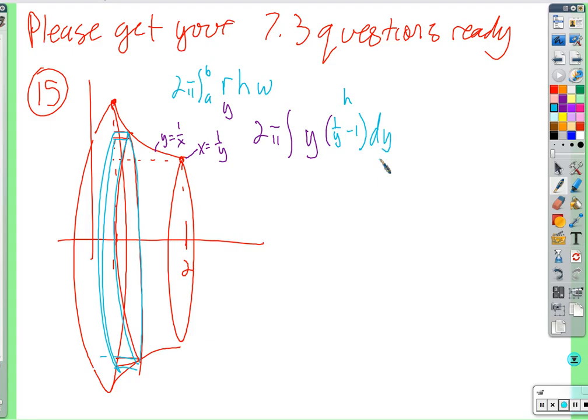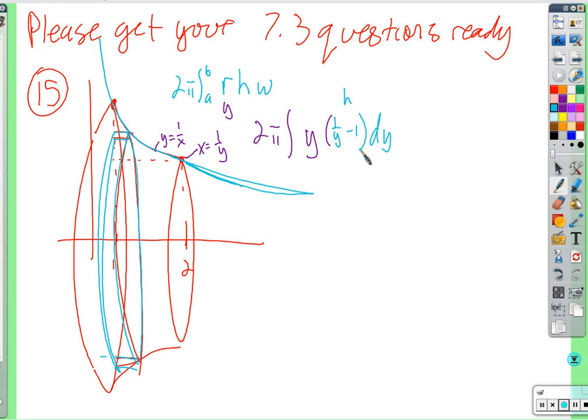The reason being, once our shells are made by rectangles in this region, then this doesn't work anymore. Because x equals 1 over y continues off like that. It goes up like that. So this 1 over y minus 1 is not going to work anymore, right?